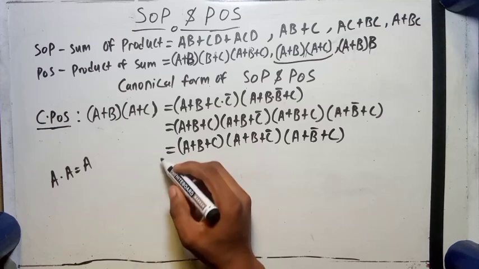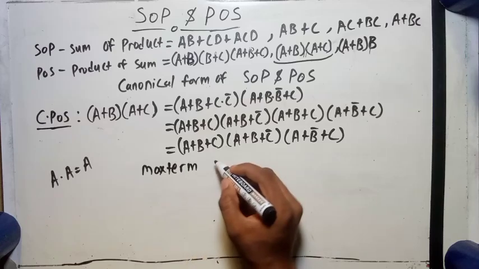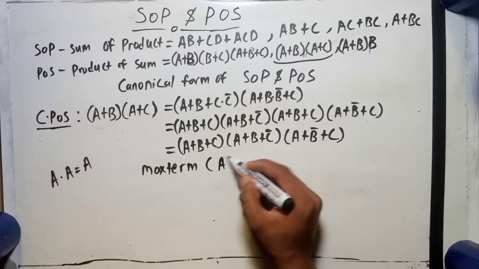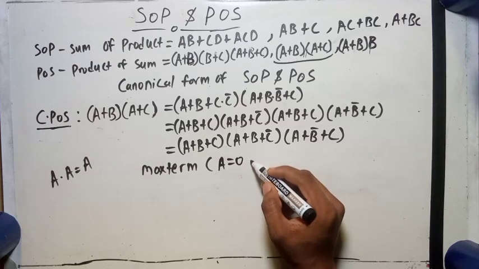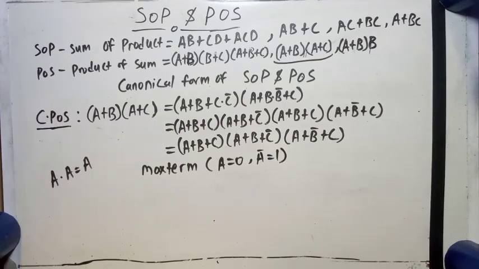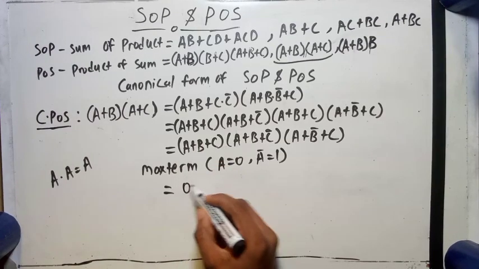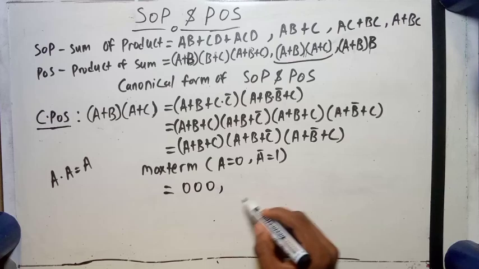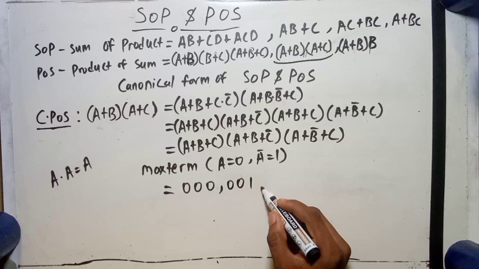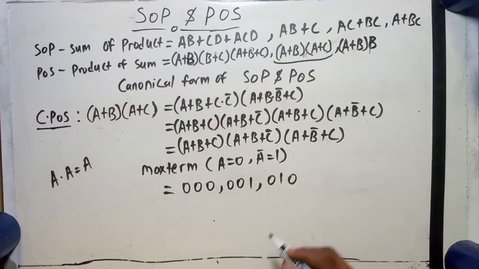And then for our max term, when A doesn't have a bar, we call it 0, and when it does have a bar, you call it 1. So it's the opposite of what your min term is. Doing that, this is going to be 0, 0, 0. This is going to be 0, 0, 1. And the next one is going to be 0, 1, 0.